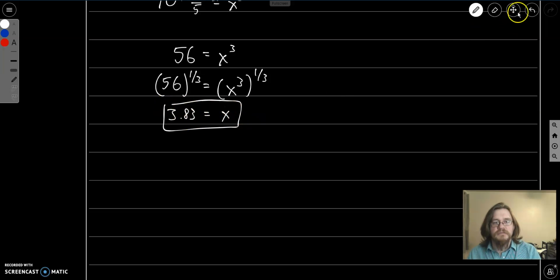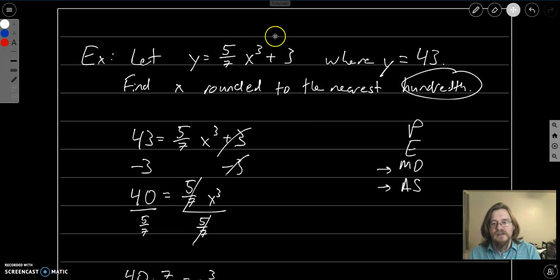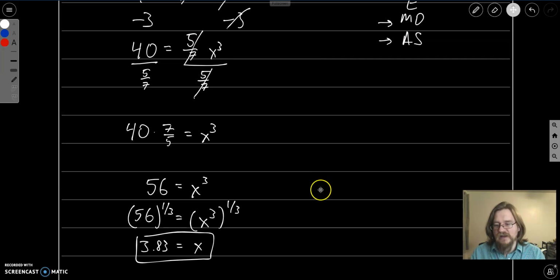So this is the number that if we plug into our original equation for x, we should get y is equal to 43, or pretty close, since if we round, we're not exactly correct anymore. And that concludes the section on equations.